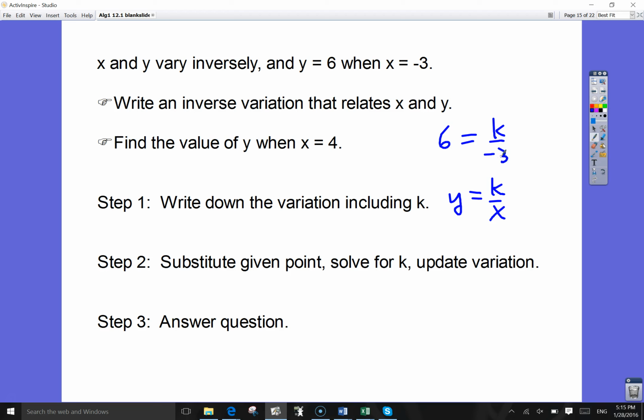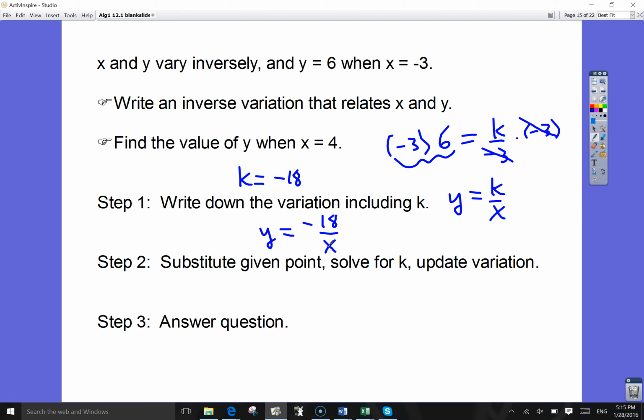Okay, with that much information now, I can solve for k, right? Since 6 equals k over negative 3, if I multiply both sides by negative 3, then the negative 3's cancel. K equals negative 3 times 6, right? K equals negative 18. So here's our equation. Y equals negative 18 divided by x.